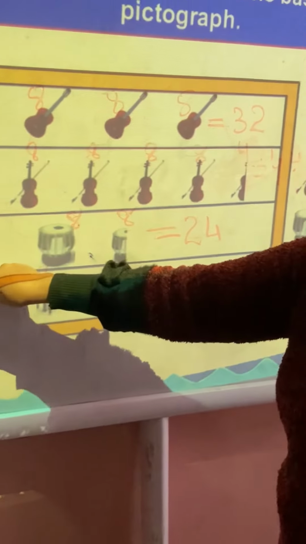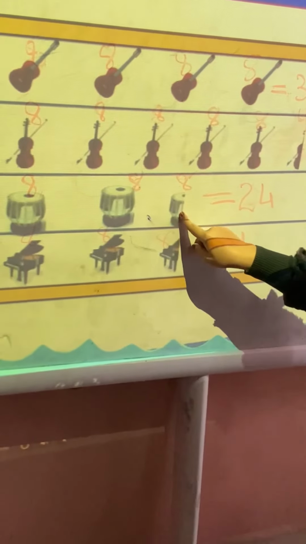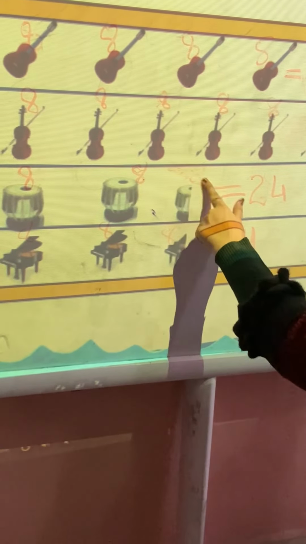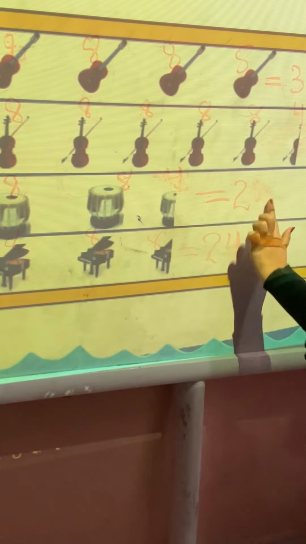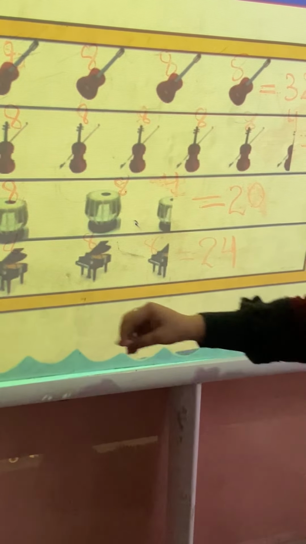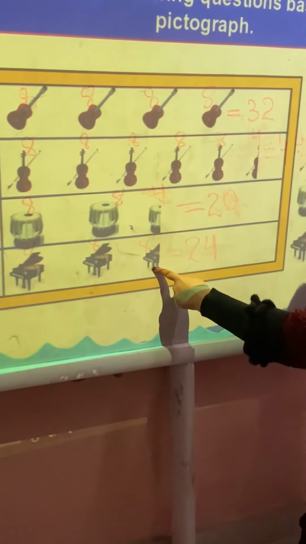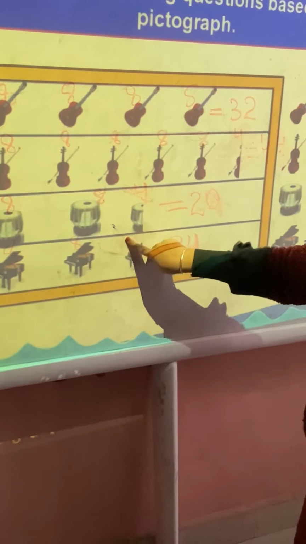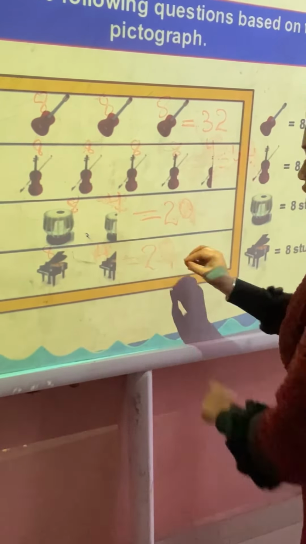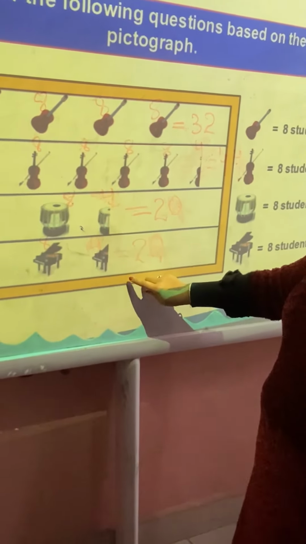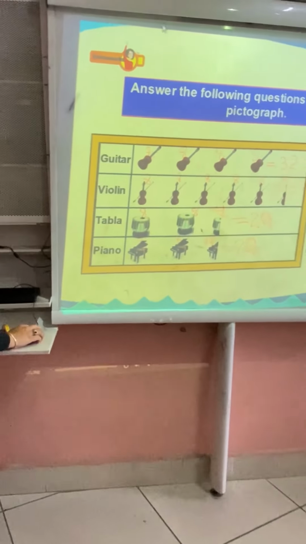Now look at these tablas. Is this tabla half or full? It is half. Then again instead of 8, we will consider it as 4. And in the total sum, it will be 20. Now see the number of pianos. These are full pictures and this is a half picture. So instead of 8, we will again take half of this. It is 20 again. Now see beta, now we will do the questions based on this topic.